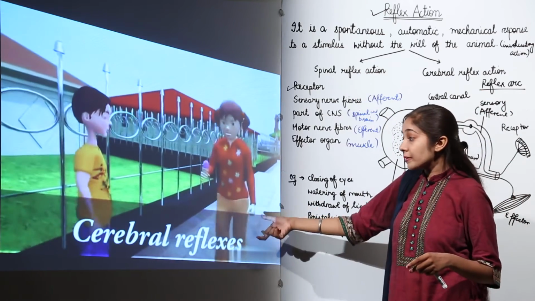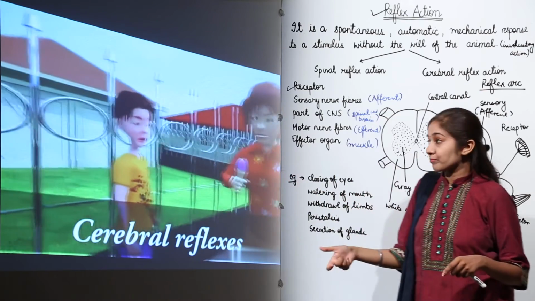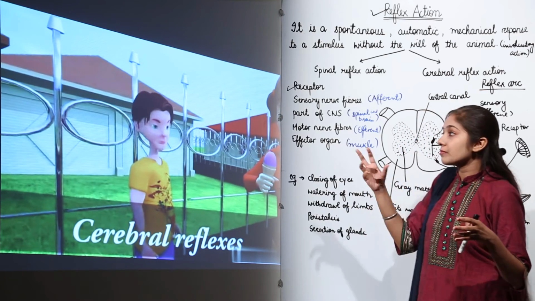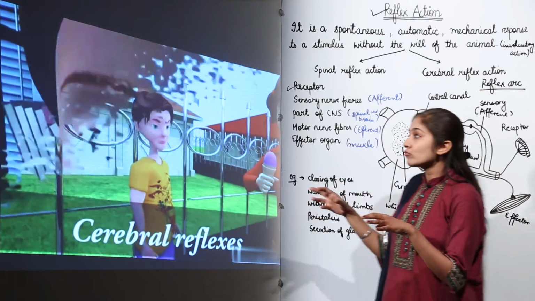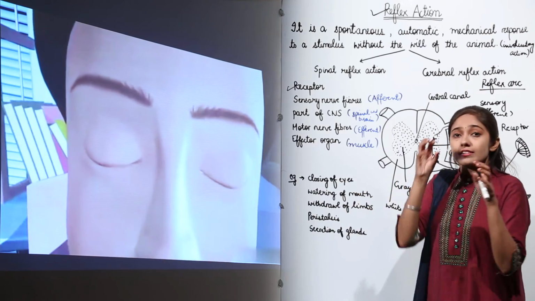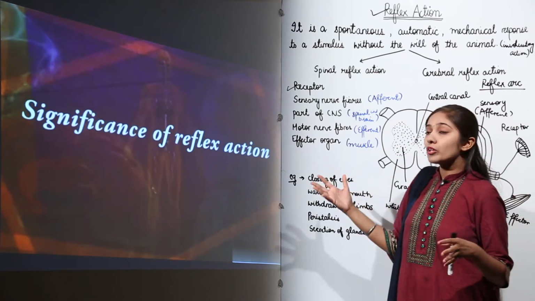But there are some cerebral reflexes also, as I told you, that actually involve the brain, right? So the salivation in your mouth, the watering of your mouth when you see some delicious food, is a cerebral reflex example, which involves your brain. Then the blinking of your eyes, or the size of the pupil, which increases and decreases in response to light, is also an example of a cerebral reflex.